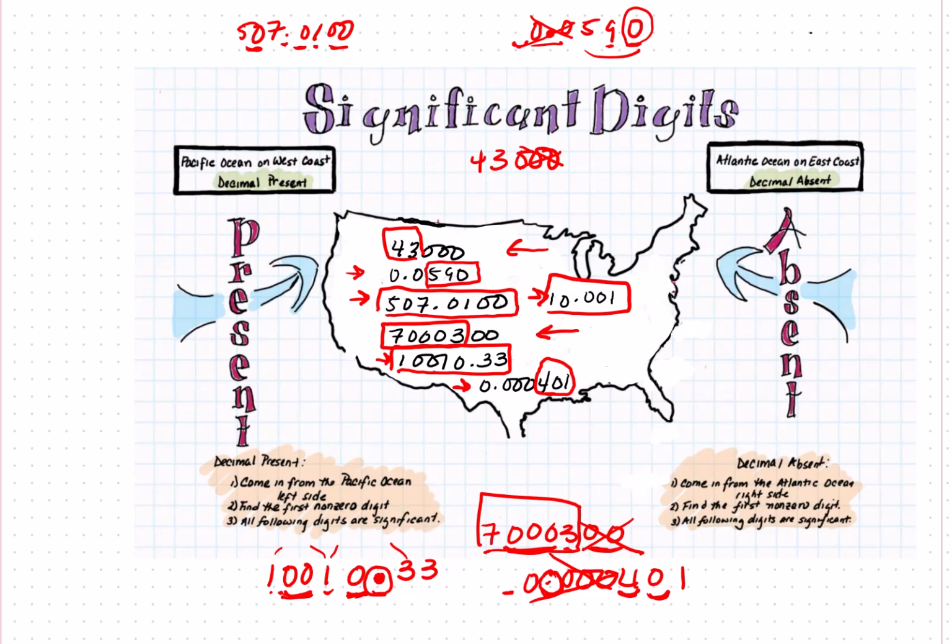If the decimal is present, we come from the Pacific. We go from left to right. We go to the first non-zero digit, and everything after that, going to the right, is significant. If there is no decimal present or absent, we come in from the Atlantic Ocean, which is on the right. We go from right to left. We go to the first non-zero digit and count everything after going towards the left. I hope this helped you, so it's a little bit easier.